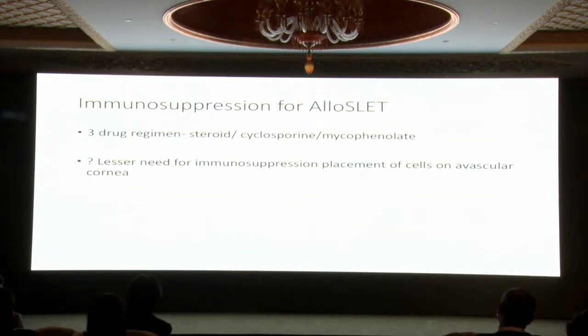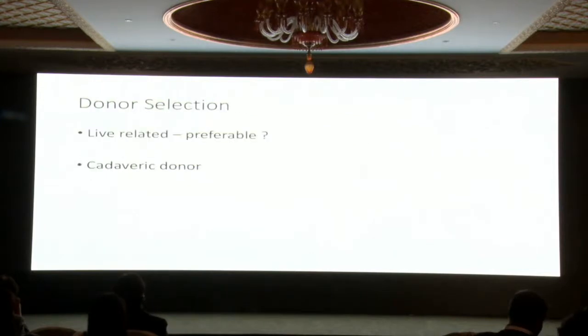But we need more experience and more understanding of this situation to be able to tell definitely as to what the immunosuppressive regimen would be for these eyes. And the second would be donor selection. Is live related more preferable, either from a sibling or a parent?